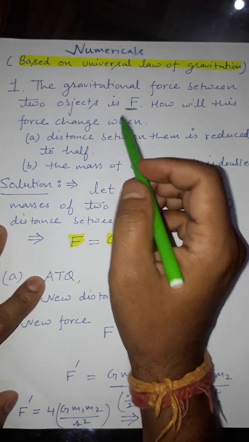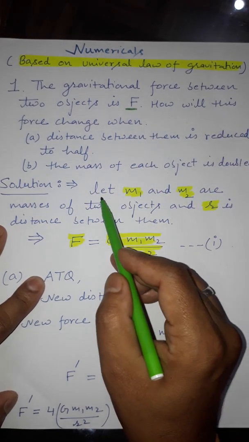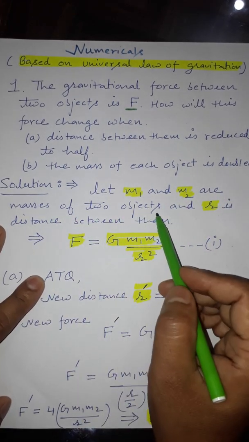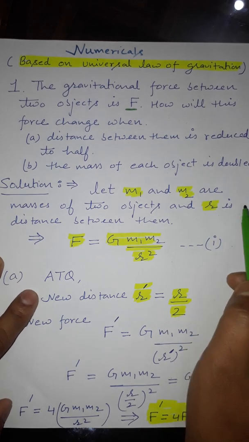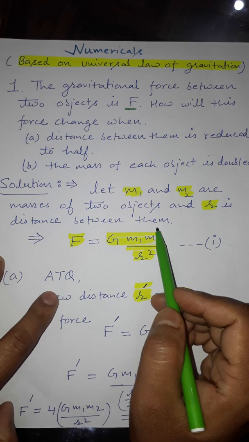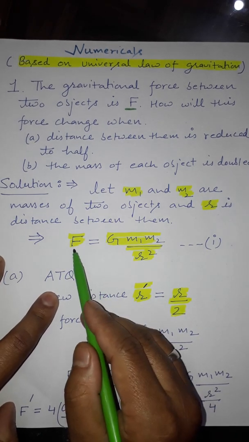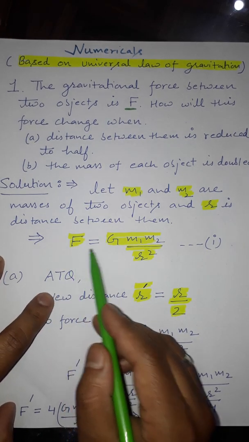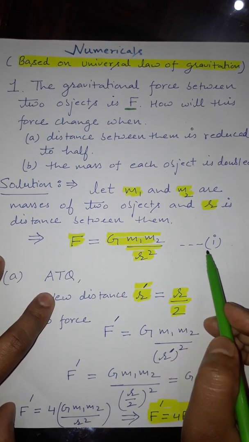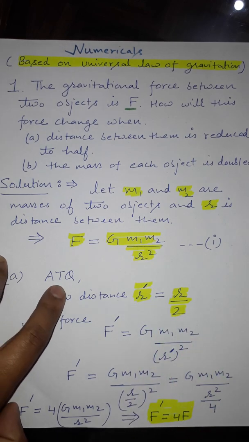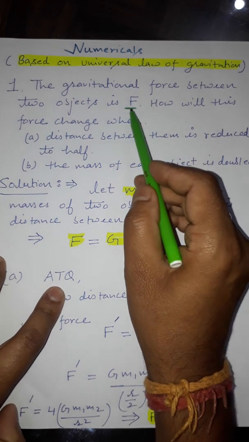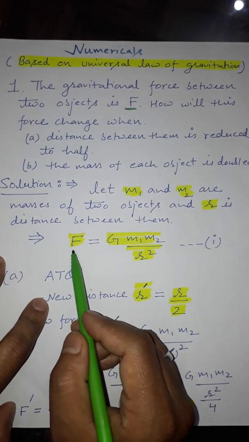First of all, let m1 and m2 be the masses of the two objects and r the distance between them. According to the gravitational law, the force between them is given by F equals G m1 m2 over r square. This is the gravitational force of attraction between these two objects, and according to the question it is given as capital F, so we have written F here.